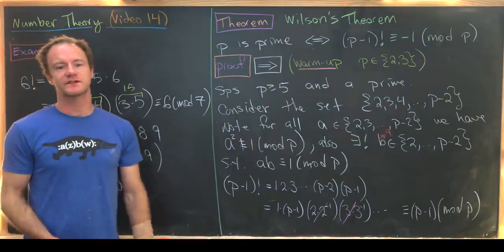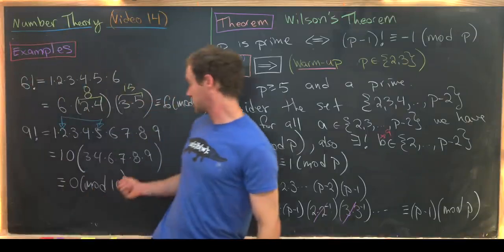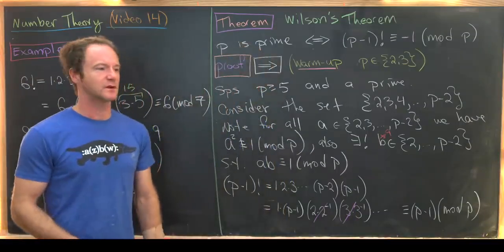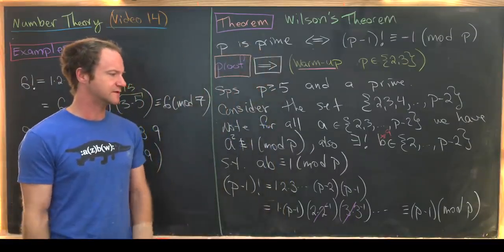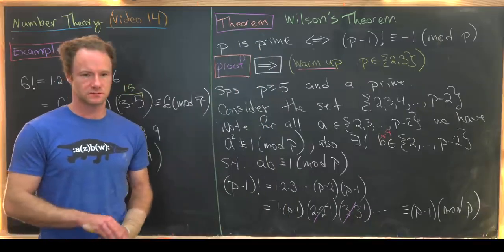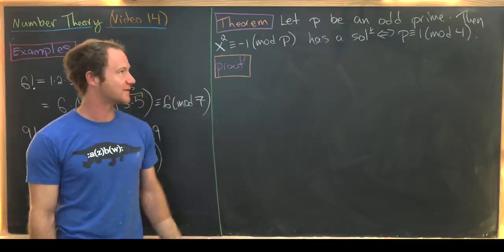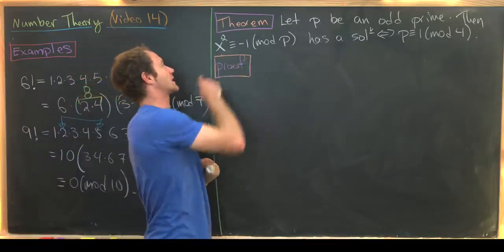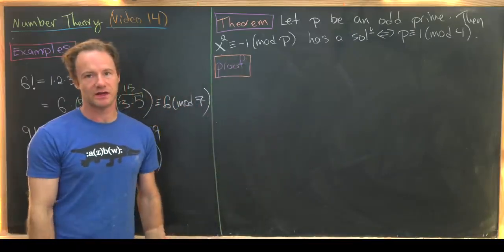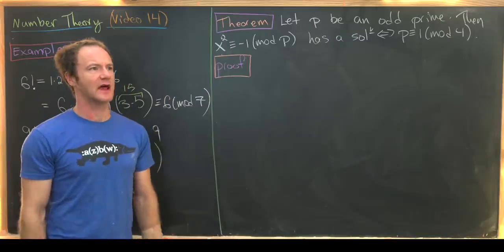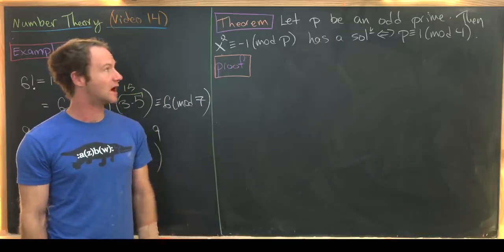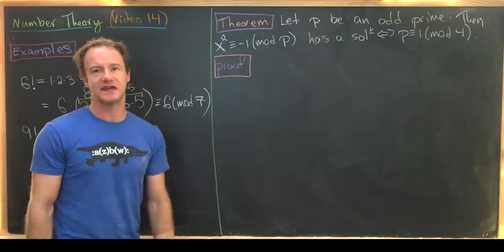Okay, so now that we've looked at some of these basic examples, let's look at some applications of Wilson's theorem that will help us prove some nice results. Our first result that will follow with the aid of Wilson's theorem has to do with taking square roots of -1 mod p. And this will come to be known as quadratic residues mod p. So let's look at the statement here.